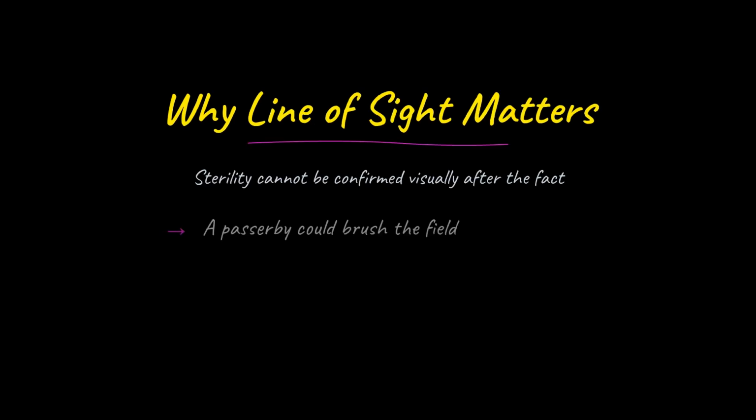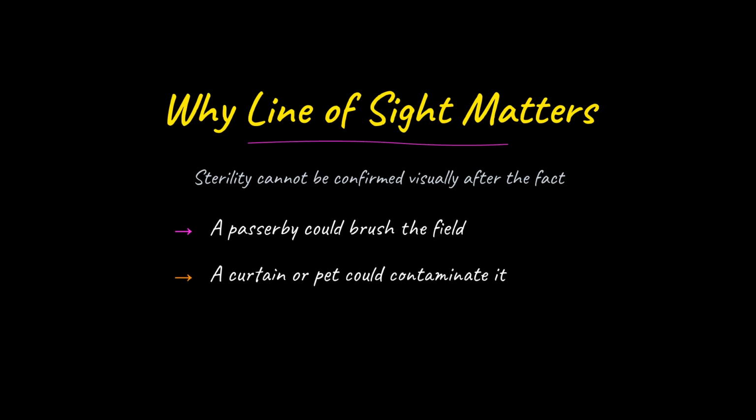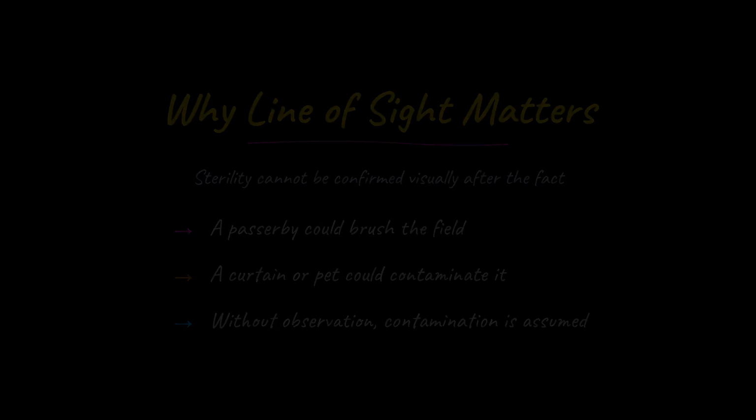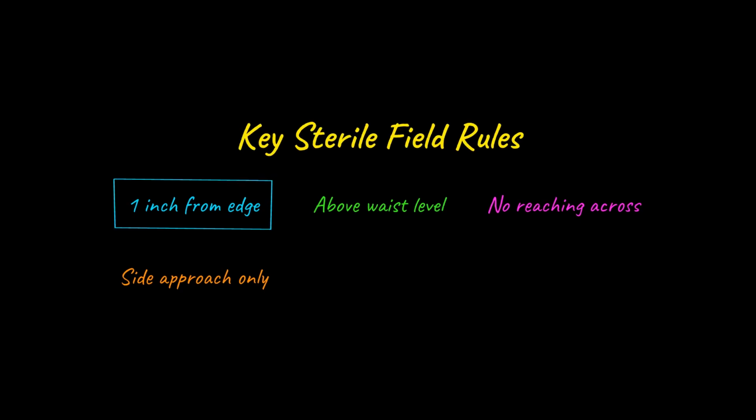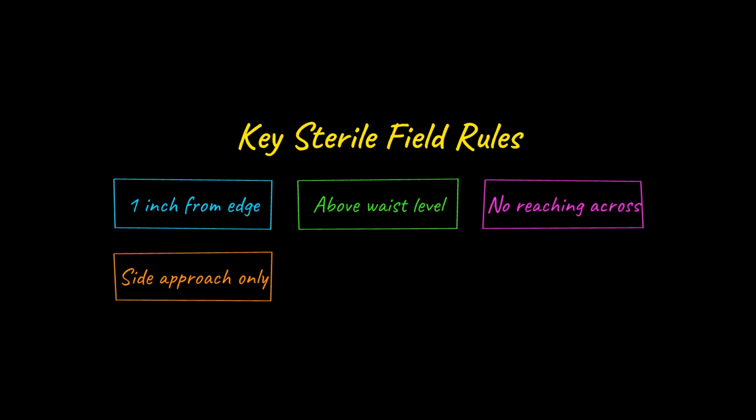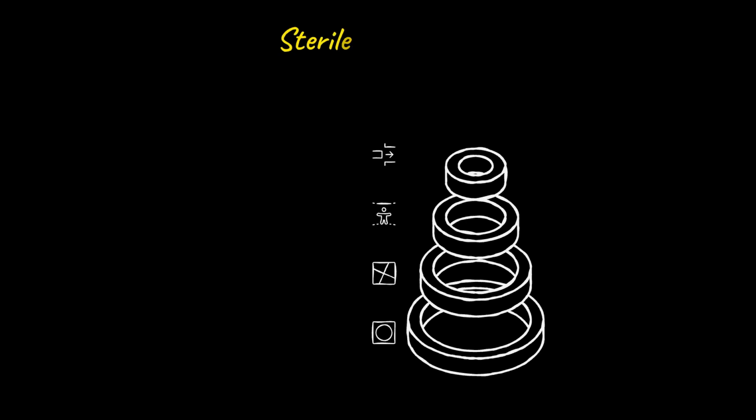The reason is simple. There is no way to look at a sterile field and know it is still sterile. If the nurse steps away, a passerby, a curtain, or even a pet could contaminate it, and without continuous observation, the only safe assumption is that it has been compromised. The other sterile field rules support the same logic. Items must stay at least 1 inch from the drape edge. Everything below waist level is contaminated. Reaching across the field is forbidden, and supplies are added using the side approach only.